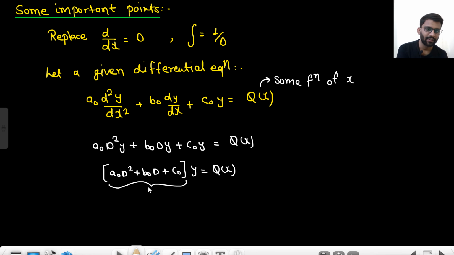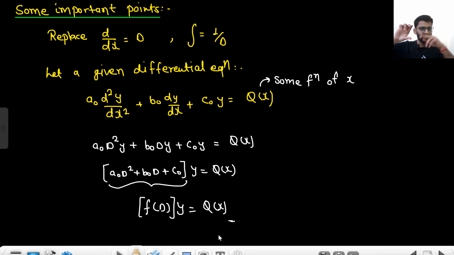Now what is this? This is a function of D, right? So I can write it like this: function of D, y equals q of x. So any differential equation can be broken into this: a function of D into y equals some function of x or a constant. It can be a constant too. So that's how it can be broken.